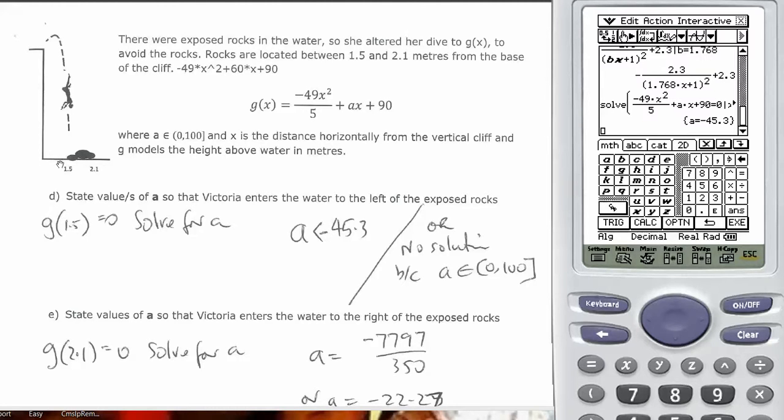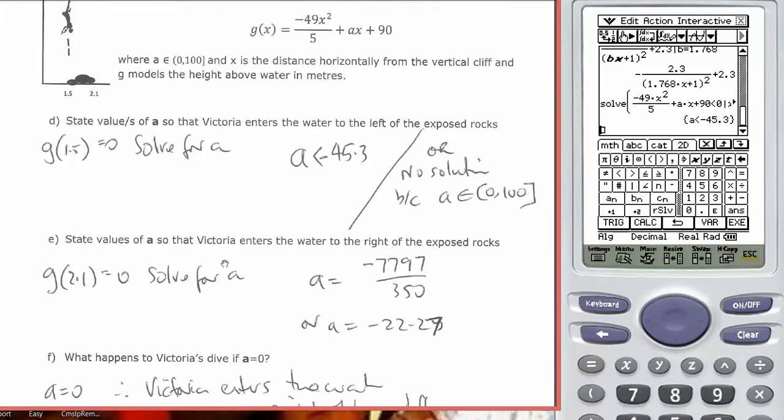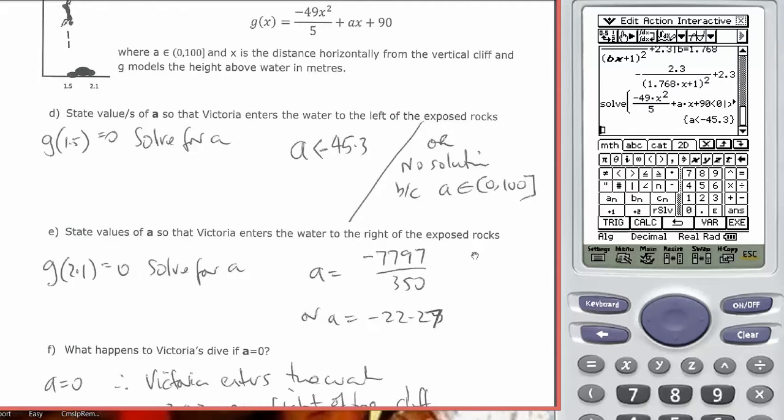Now if she was to enter at the base of the cliff, if she's going to enter here, then I actually want when she's at 1.5 to be less than 0. So if I put in here options, less than, and press EXE again, I want a less than negative 45.3. That's the correct answer given this equation, but obviously a was asked to be positive, so therefore I would also accept no solution.